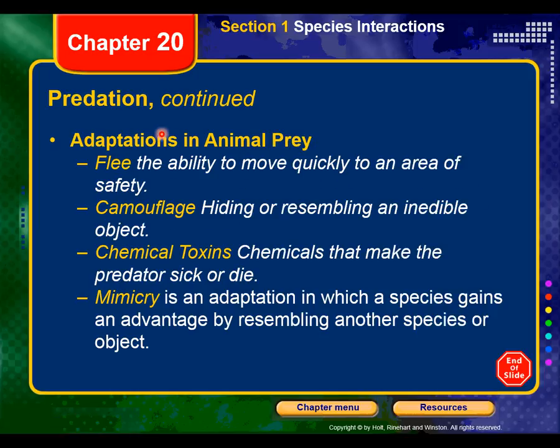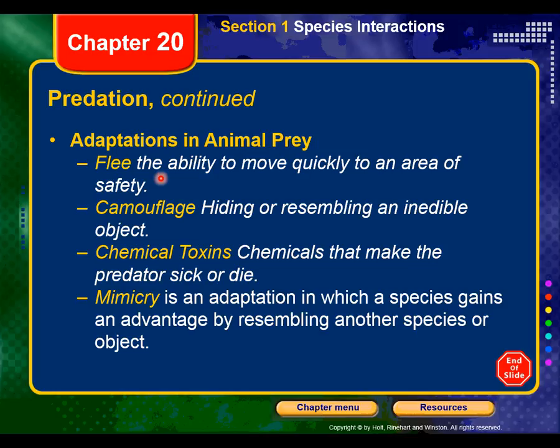So here are some adaptations in animal prey. Okay, some very simple ones. Fleeing, obviously the ability to move quickly to an area of safety. Most prey, besides something like a sloth, is very agile. They're very quick. They can get back into their hole. You think about pocket gophers or something like that. Very quick and agile. They have to be quick in order to escape the predator.